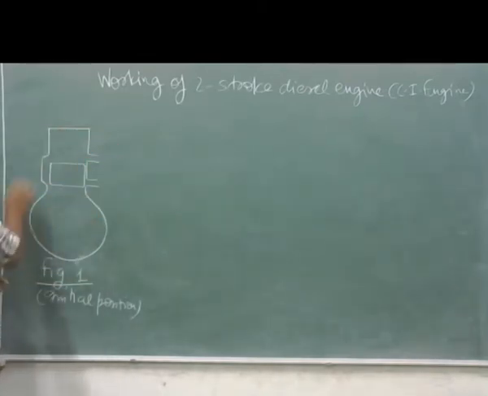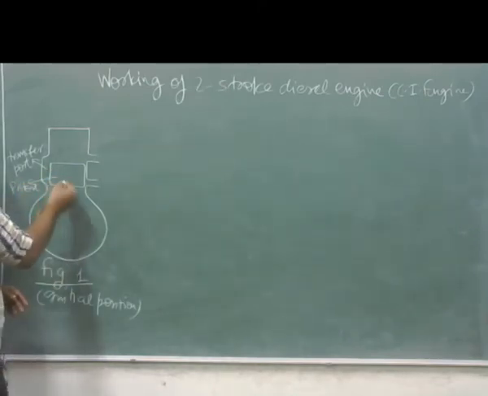So this is the engine cylinder, and this is the piston. There is a space provided here on the left side of the piston, which is known as the transfer port. Why it is known as the transfer port, I will explain later.